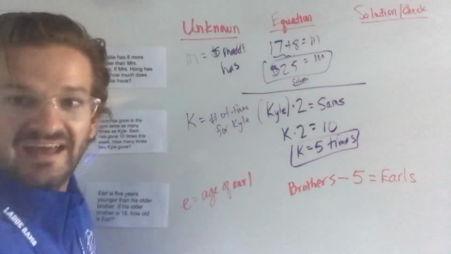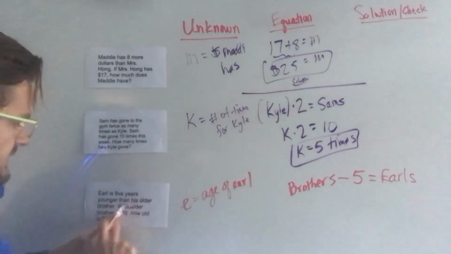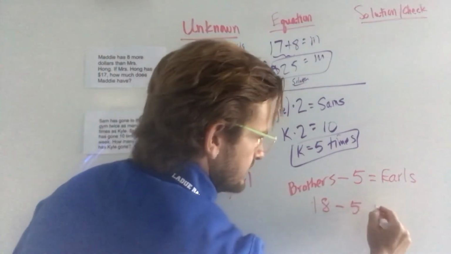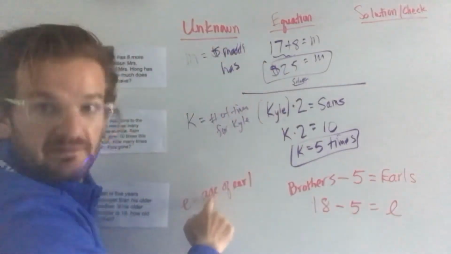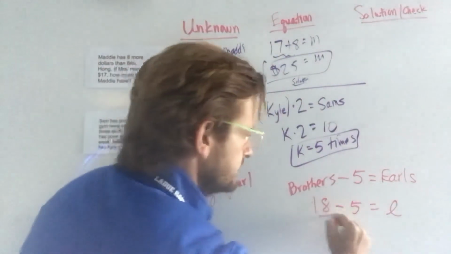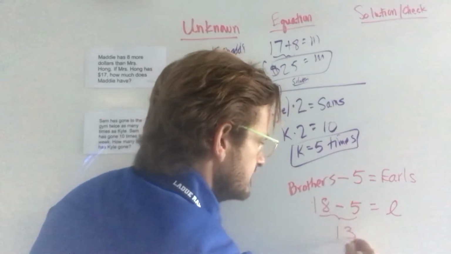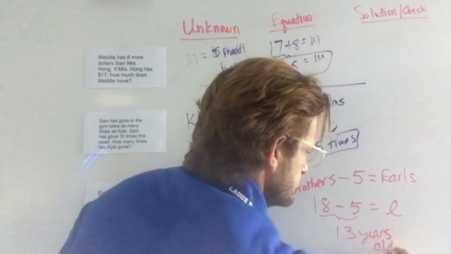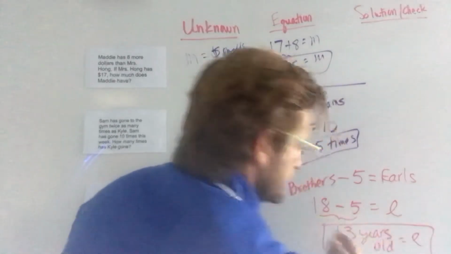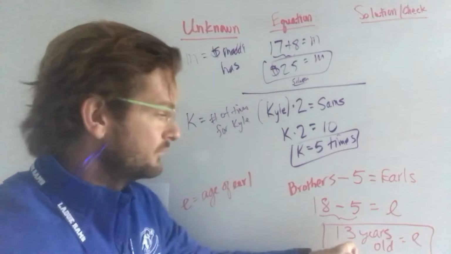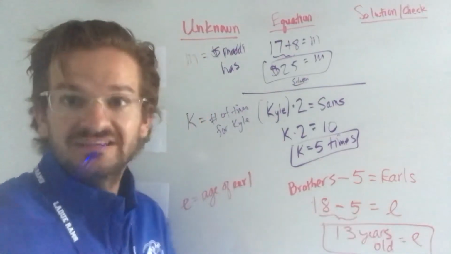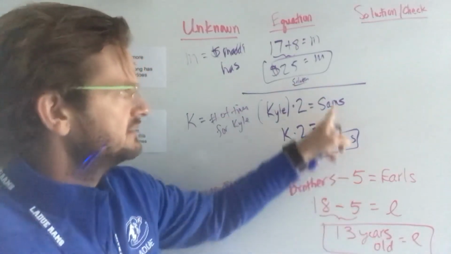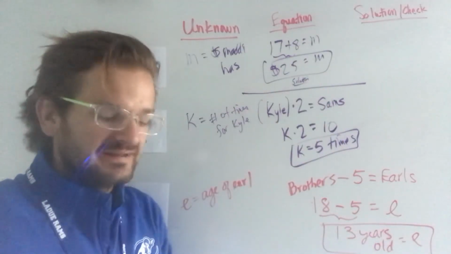Now think about what each of these represent. His brother is 18. Take away the 5, we get Earl's age, which was E, which is what we're looking for. Simplifying this down, we get 13 years old for Earl. We would call that our solution. When we substitute it back in, it makes it true. The last thing to emphasize is to make sure we have labels on these. Labels are really, really important in these scenarios.